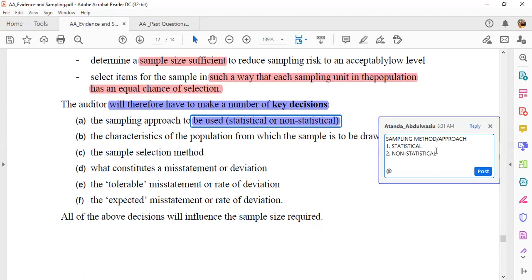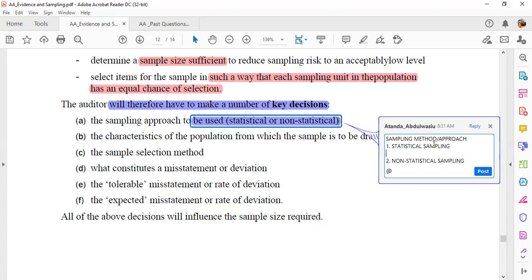No statistical sampling. So each of these now cannot be divided any further. So these are the two. Sampling can arise in any of these.